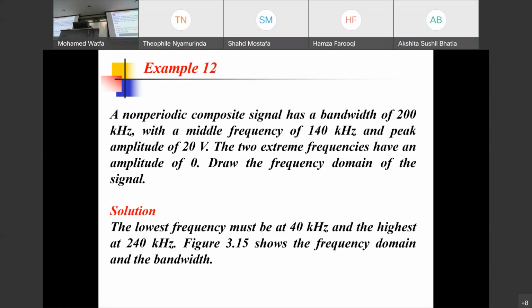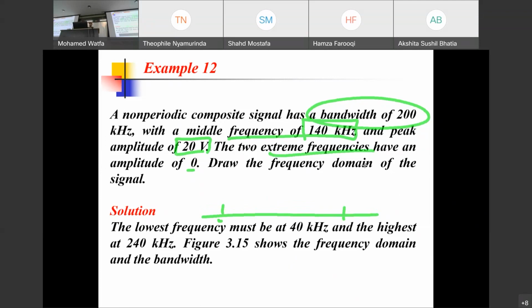Okay, nice. Let's go through this. I could use the annotation here. So one more time. Bandwidth is 200. Middle is 140 and the peak is 20. The two extremes have 0. So if I want to just imagine it really quick, I have amplitude 0 here and amplitude 0 there. The one to the left and the one to the right have an amplitude of 0. Of course, there is a peak of 20.